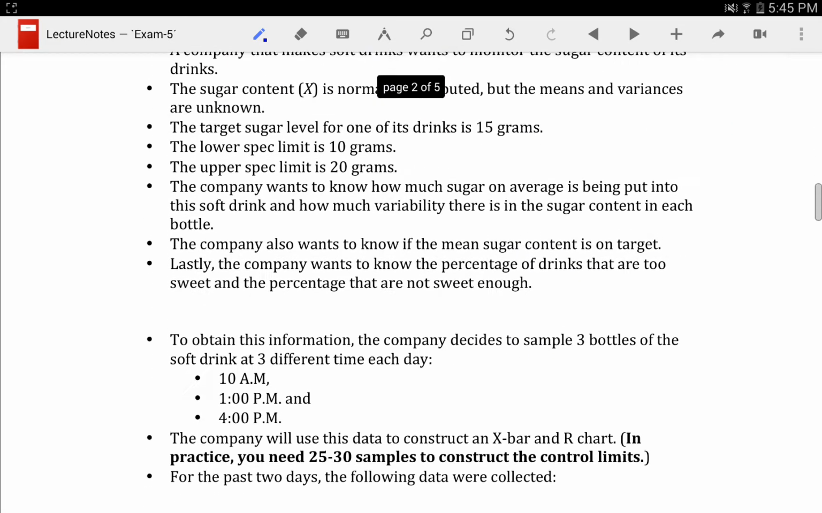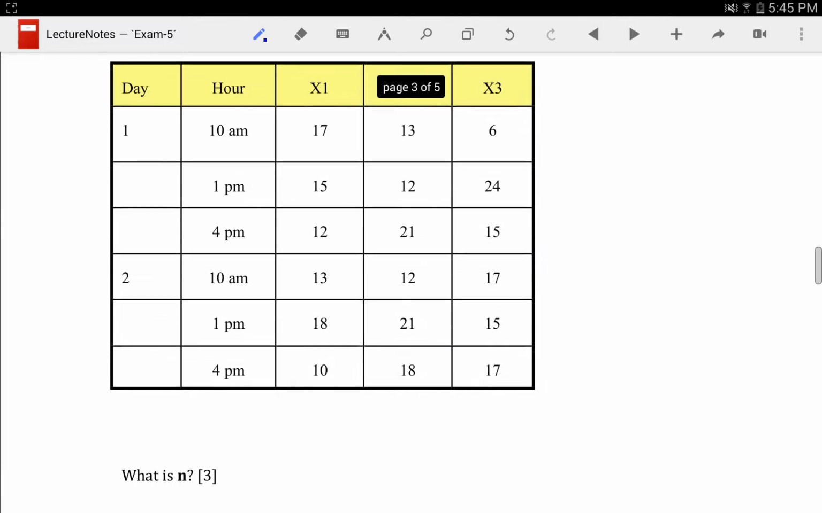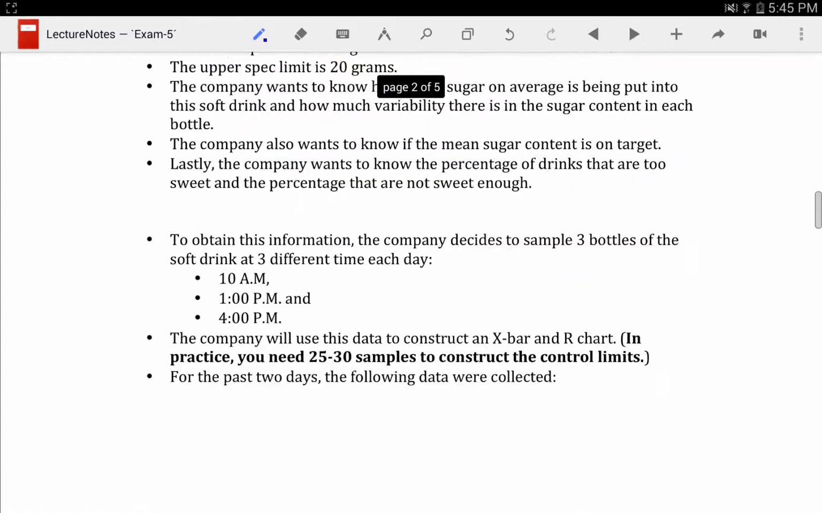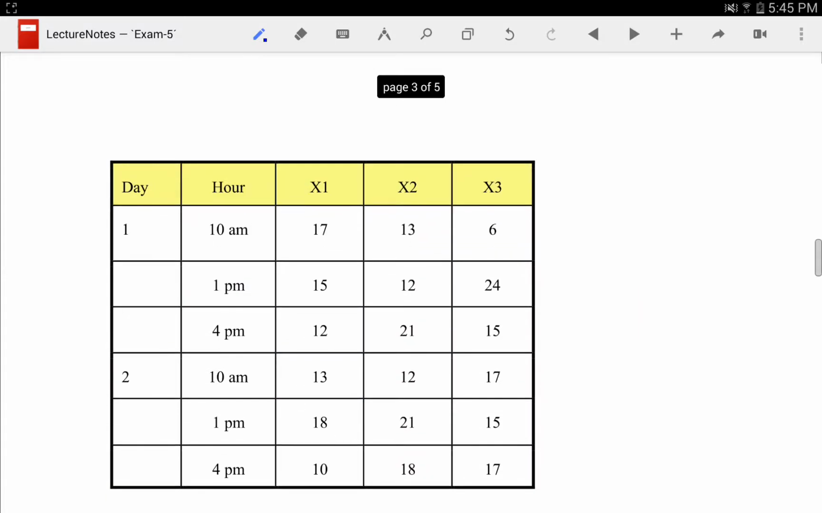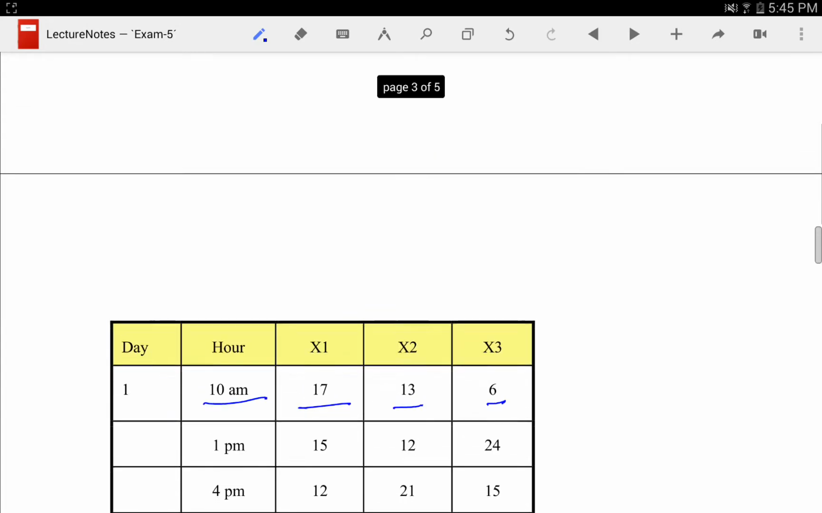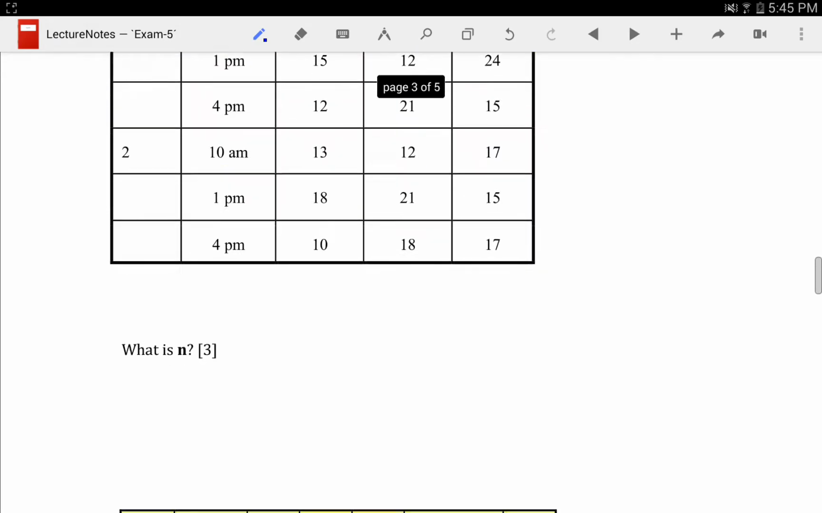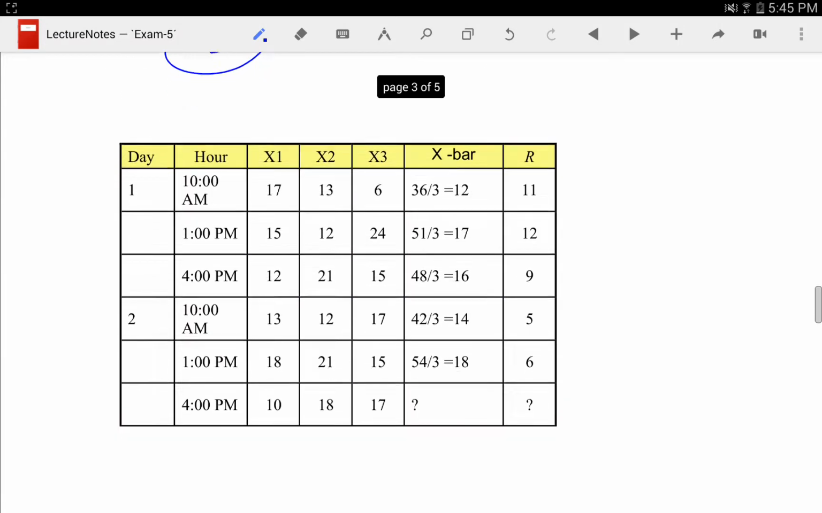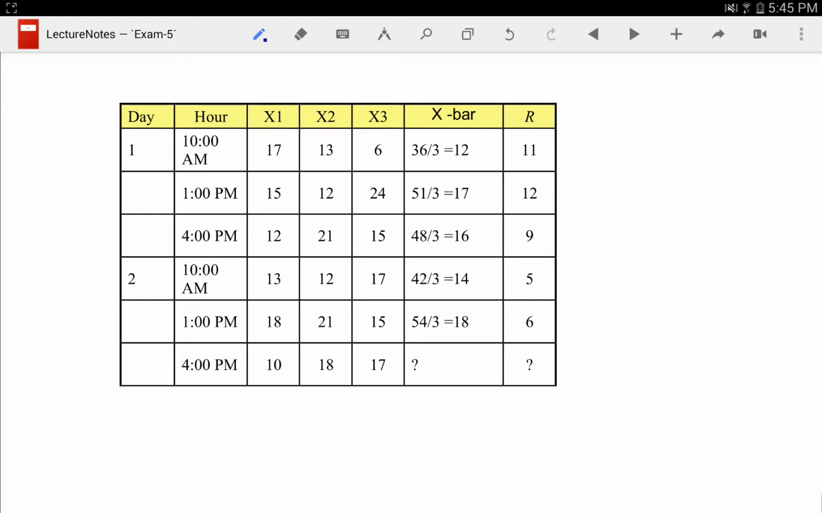Alright, the next question asks what is N? Remember, N is the number of items in the sample. The first sample is taken at 10 a.m. on day 1. It has 17, 13, and 6. So that means N has to be 3.